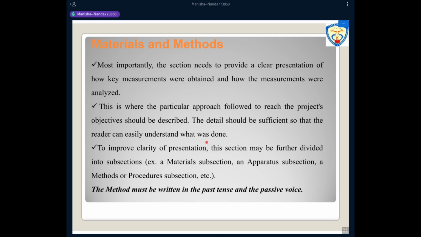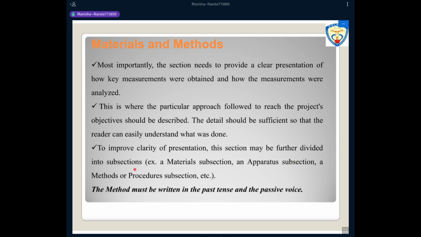They should tally. While reading one experiment, if he or she goes back to your aim and objective section, they should clearly understand, okay, this objective has been achieved by this particular experiment. So you should be very clear in this aspect, so that there is no confusion between your aim and objective section and the materials and methods section. It should not look different. To improve clarity of presentation, this section may be further divided into subsections.